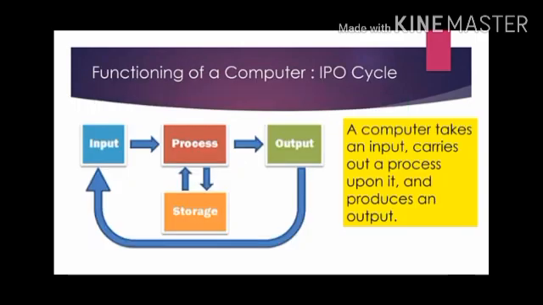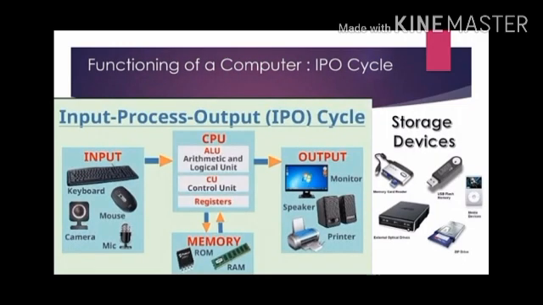Now the computer works on the principle of input, process and output. It is also called the IPO cycle. That means it takes instructions and commands from the user, which is called input, and then it examines and calculates them, which is also called process, and then it produces a result accordingly, which is known as output. So this is all about the IPO cycle.